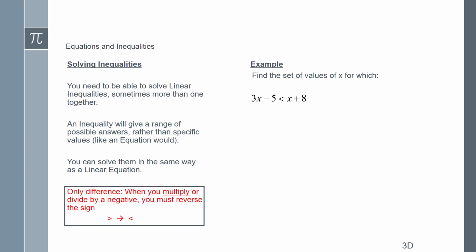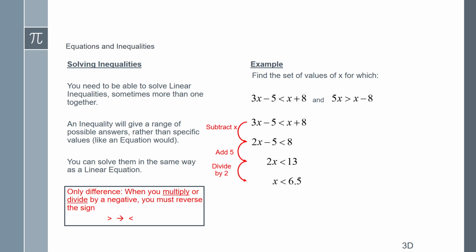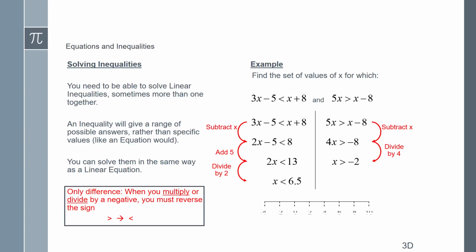3x minus 5 is less than x plus 8, and 5x is bigger than x minus 8. In this case, we're finding numbers that satisfy both inequalities. So if we solve the first inequality, subtract x, add 5, divide by 2, x is less than 6.5. If we solve the second inequality, subtract x, divide by 4, x is bigger than minus 2. So what are the numbers that satisfy both inequalities?